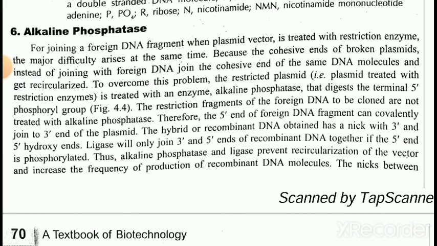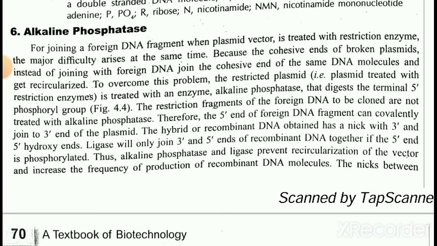6. Alkaline phosphatase. For joining a foreign DNA fragment when plasmid vector is treated with restriction enzyme, the major difficulty arises at the same time. Because the cohesive ends of broken plasmids, instead of joining with foreign DNA, join the cohesive end of the same DNA molecules and get recircularized. To overcome this problem, the restricted plasmid, i.e. plasmid treated with restriction enzymes, is treated with an enzyme, alkaline phosphatase, that digests the terminal 5' phosphoryl group, figure 4.4. The restriction fragments of the foreign DNA to be cloned are not treated with alkaline phosphatase.